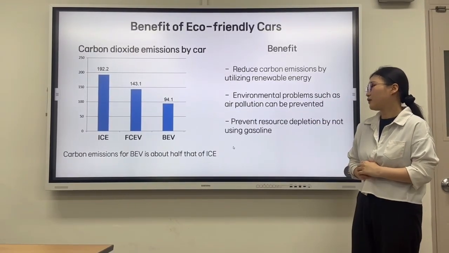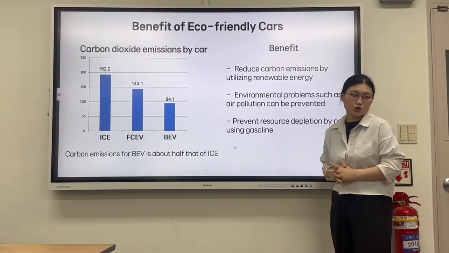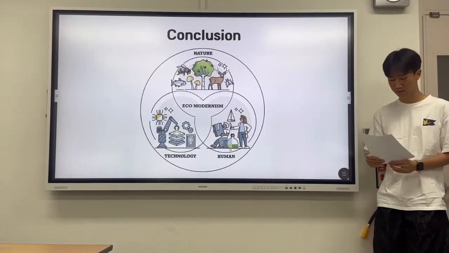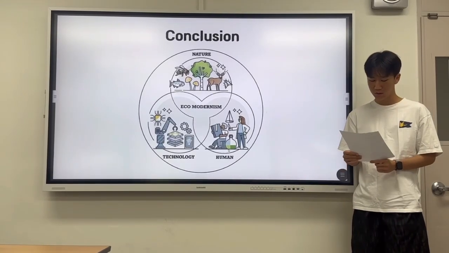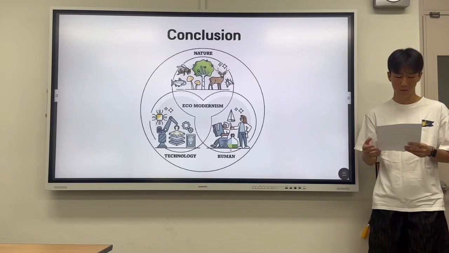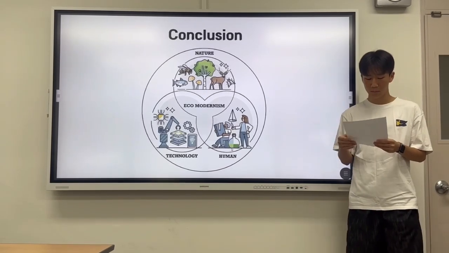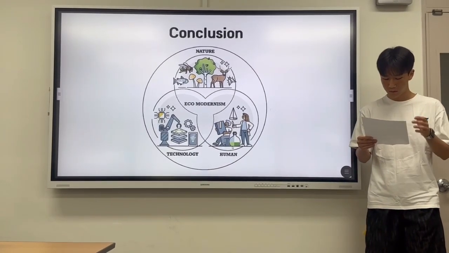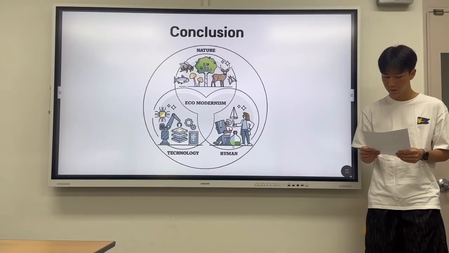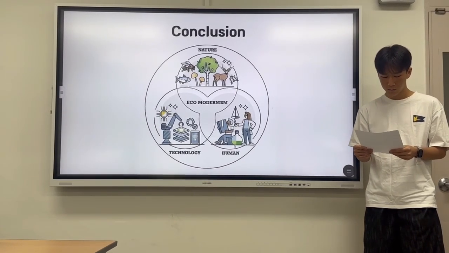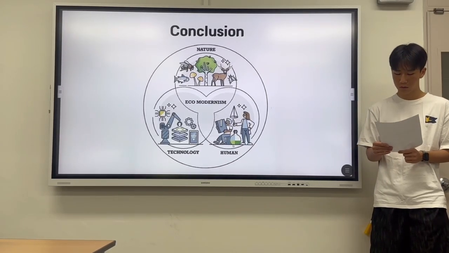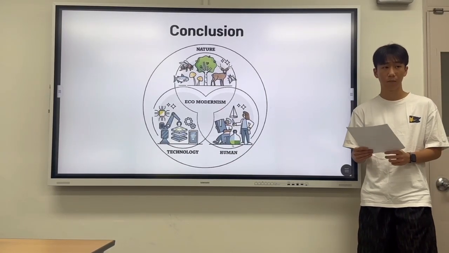I will summarize the conclusion. So we talked about eco-modernism. We explained each technology in three steps: problem, technology, and benefit. First, the problem is livestock farming, which causes air pollution, deforestation, and even ocean problems due to gas emissions. So cultured meat was introduced as a solution to this.